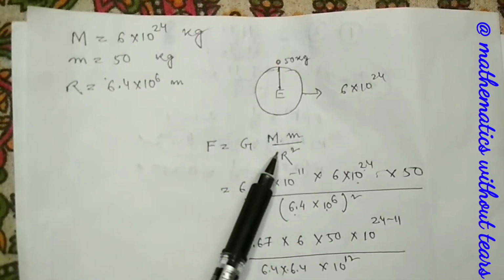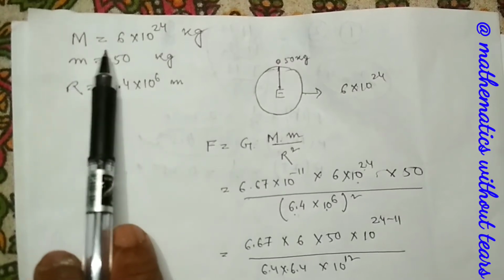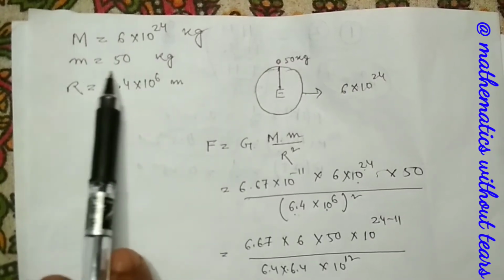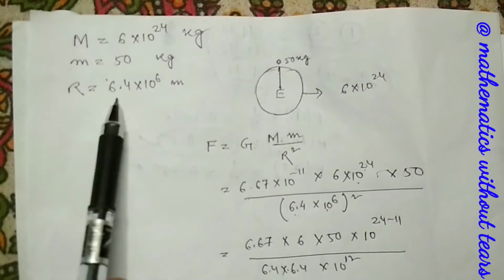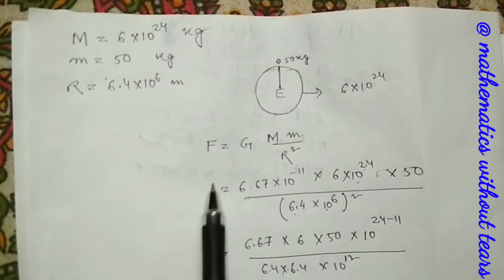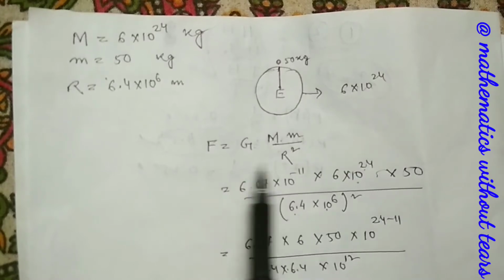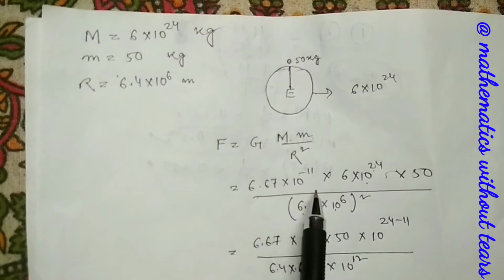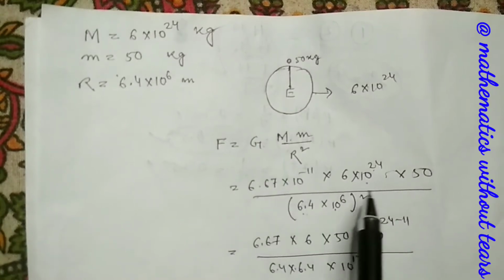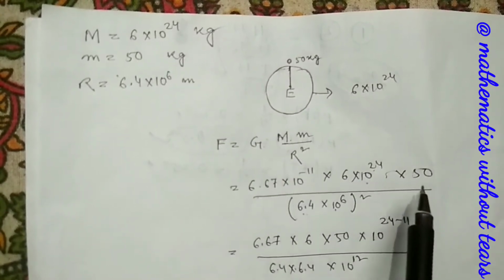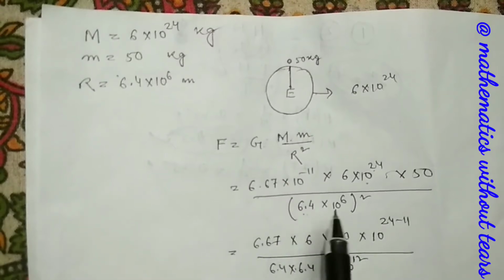this formula. Now, suppose capital M is the mass of the Earth, small m is the mass of the stone, and r is the radius of the Earth. Now, we know the relation F equal to G, M into small m by r square. You put the values, capital G's value you know, 6.67 into 10 to the power minus 11. Capital M is this one, small m is 50 and r square is this square because this is the radius of the Earth.